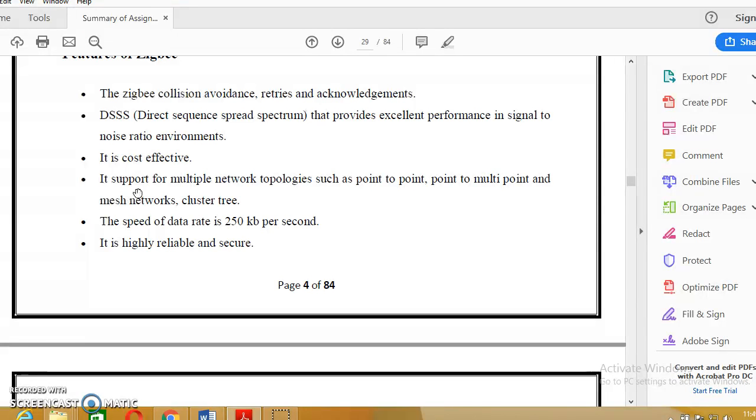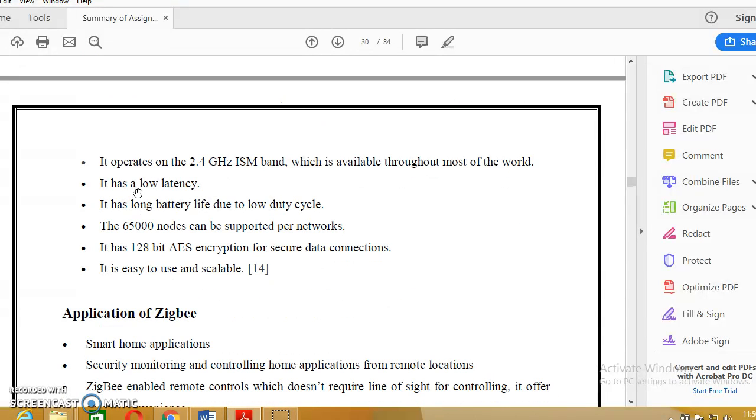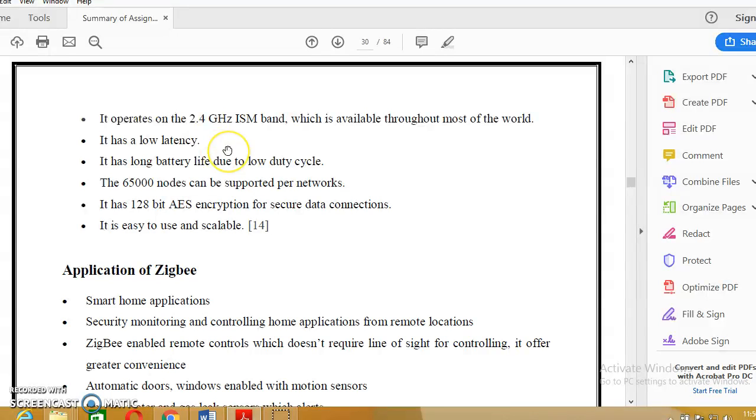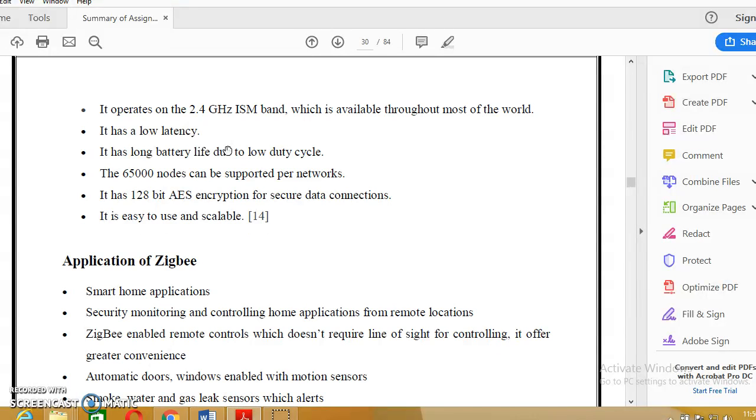Retries and acknowledgement. It is cost effective. Data rate speed of 250 kb per second. It is highly reliable and secure. It has lower latency. It has a long battery life due to low duty cycle. It has 128-bit AES encryption for secure data connection. It is easy to use and scalable.